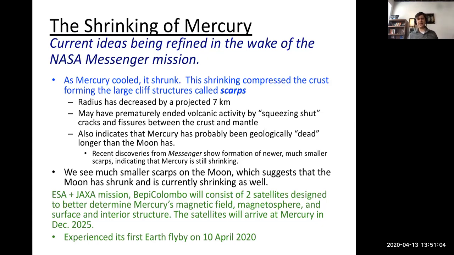Another way to think about that is you put a raisin out in the sun, or you put a grape out in the sun, and as it dries, it shrinks and it forms wrinkles. Those wrinkles would be the scarps, except now we're doing it on an entire planetary scale. So Mercury shrunk. And the idea with this is, with it shrinking so much, any of those cracks that would have been formed in the crust, as Mercury shrinks, it's going to squeeze those cracks tightly together and close them up, which means that Mercury actually has been geologically dead longer than the moon has. Which is kind of a cool way to think about it.